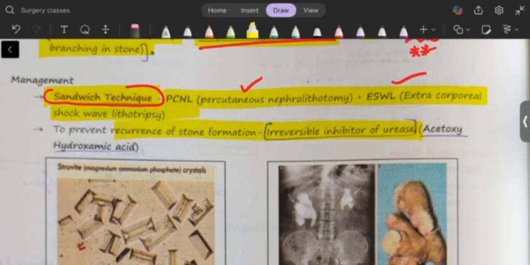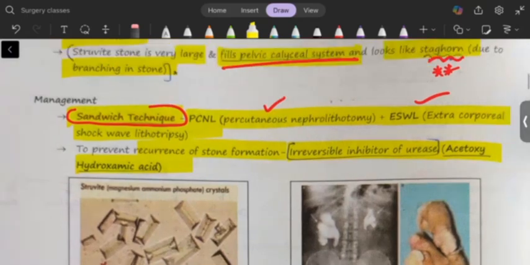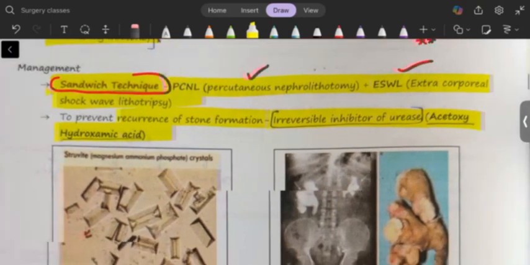That is, we use an irreversible inhibitor of urease. It is acetohydroxamic acid. Okay, this drug can be used so that if there is any urease from protease, it gets permanently inhibited, so that there won't be formation of ammonia and hence triple phosphate is not formed.